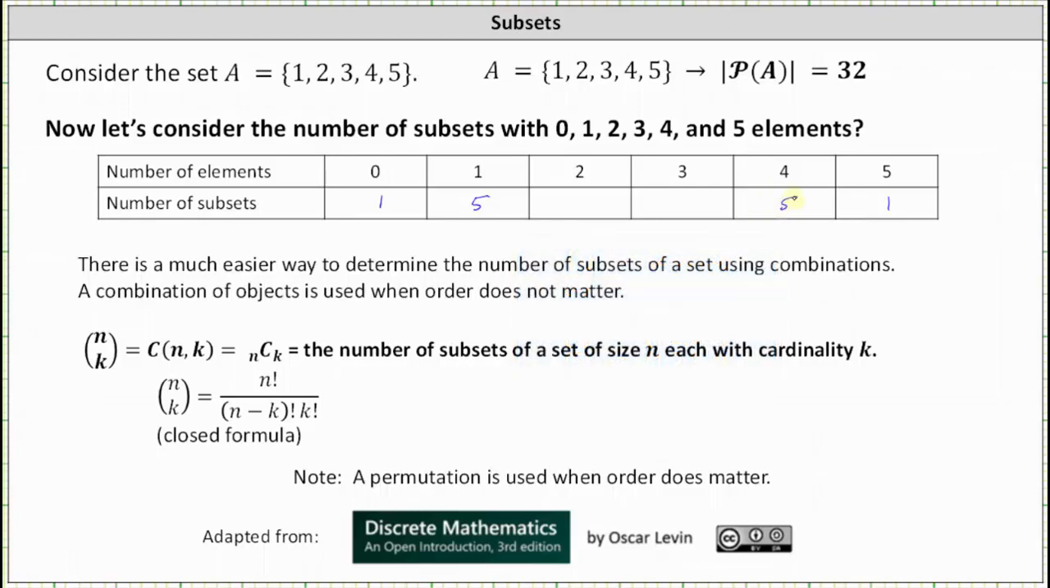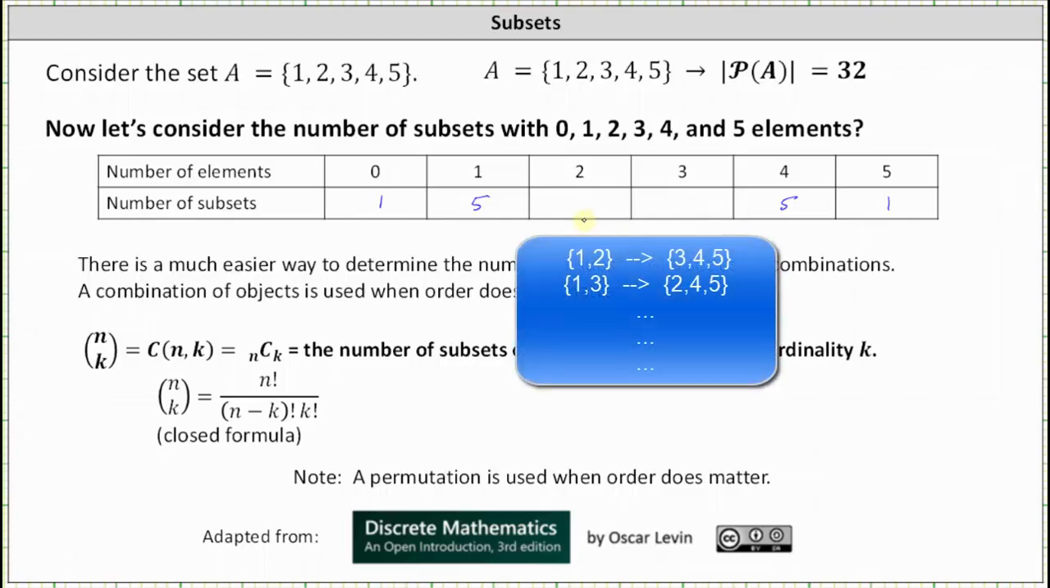This also indicates that the number of subsets with 2 elements and the number of subsets with 3 elements is going to be the same. And again, that should make sense. If we take 2 of the 5 elements to form a subset with 2 elements, the 3 elements left behind would form a subset with 3 elements.